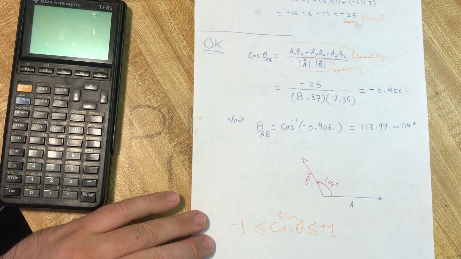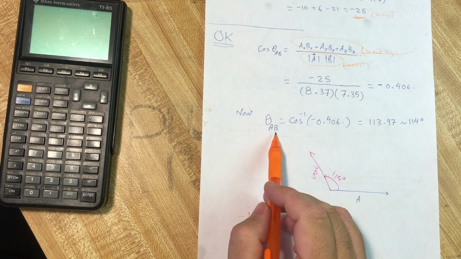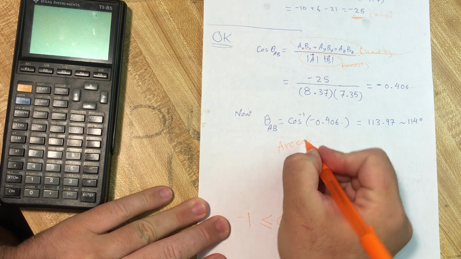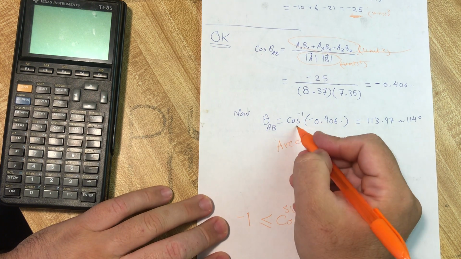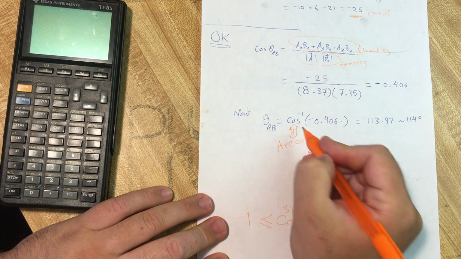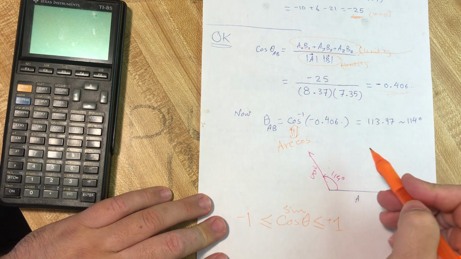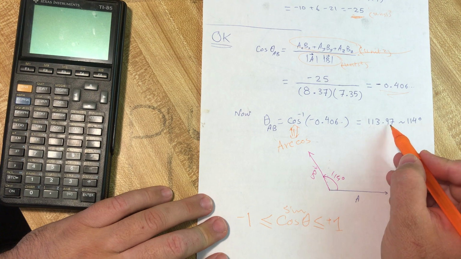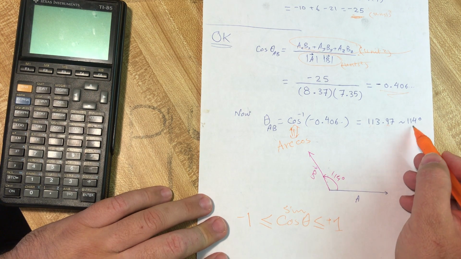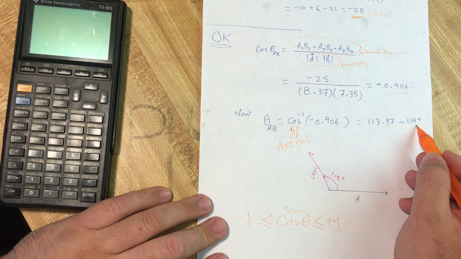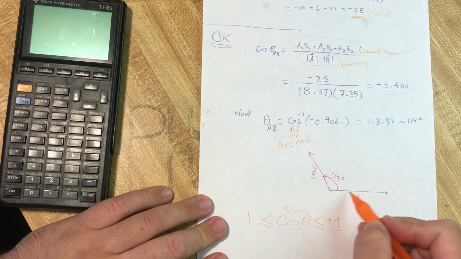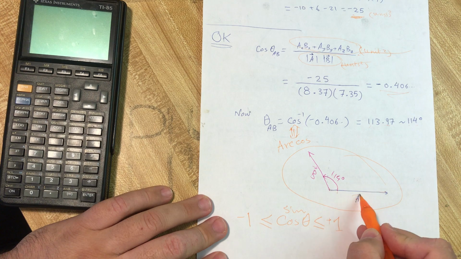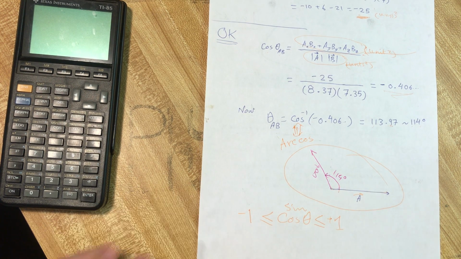Okay, we need to find theta. It is the arc cosine, or cosine inverse, it's the same representation, of this answer. It will be 113.97, which is almost 114 degrees. It is approximately the same as this angle between the A vector and the B vector.